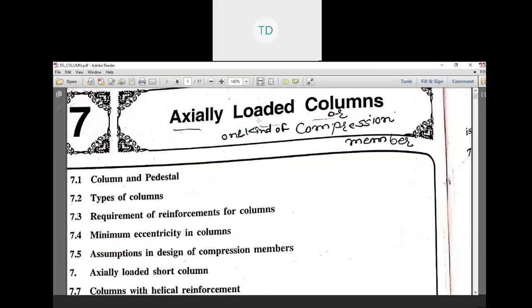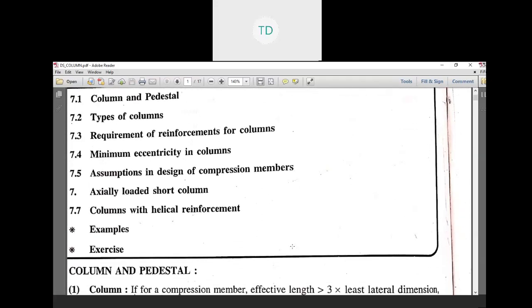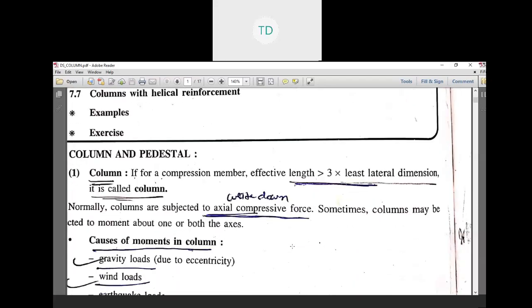Axially loaded column. It's also called compression member or structural element. Column and pedestal. Types of column. Requirement of reinforcement for columns. Minimum eccentricity in column. Assumption in design of compression member. Axially loaded short column with helical reinforcement, example and exercise. Now what is column and pedestal?